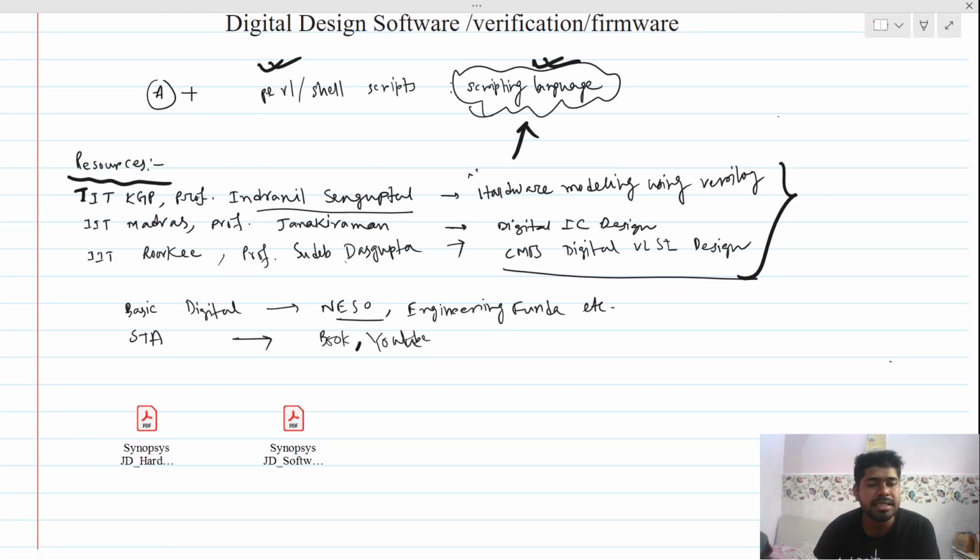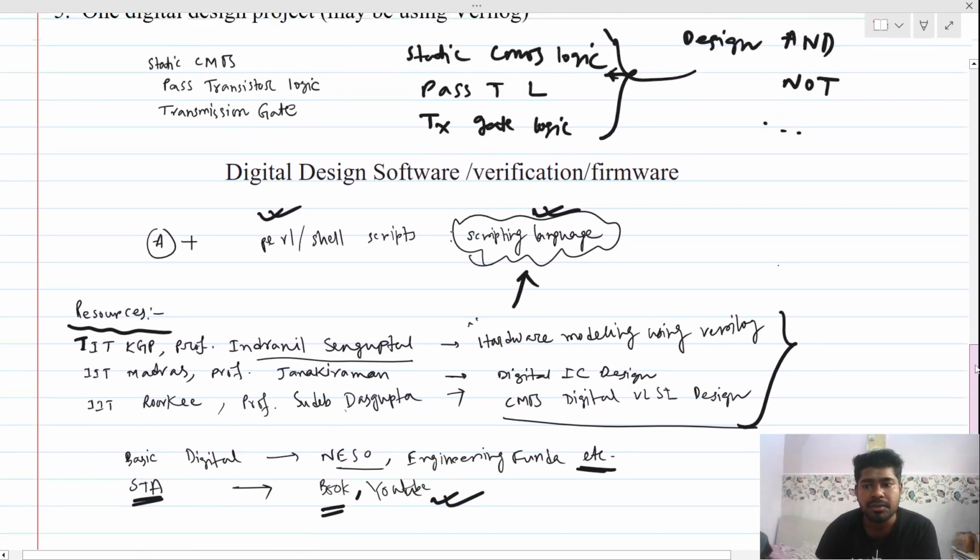Then for basic digital circuits you can follow the Neso Academy YouTube channel or Engineering Funda or whatever you like. There are many YouTube channels. And for static timing analysis you can study from a book, and you can see videos on YouTube as well. So these were the main important topics you need to study for the digital domain.